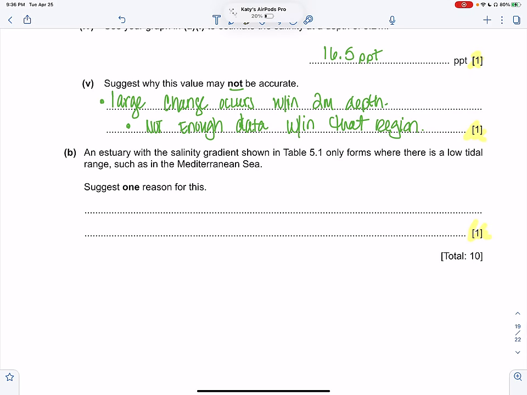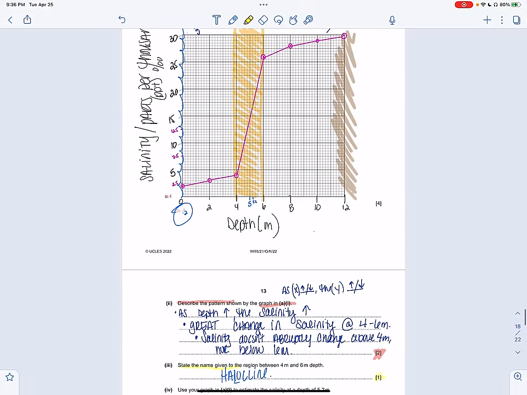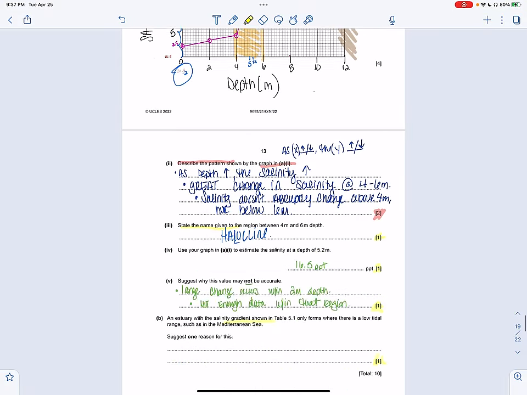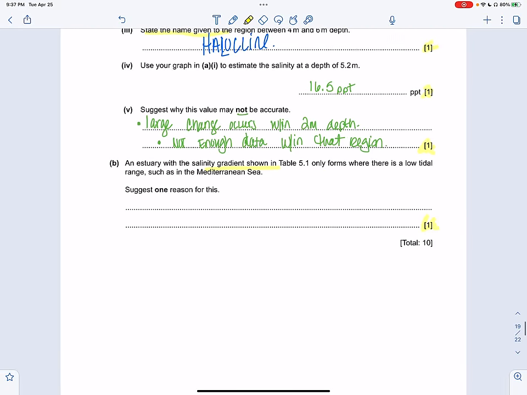An estuary with a salinity gradient shown only forms where there's a low tidal range, which is the Mediterranean Sea. Suggest a reason for this. So an estuary with a salinity gradient shown. This is a massive salinity gradient. It only shows where there's a low tidal range, so the difference between high and low tide is low.